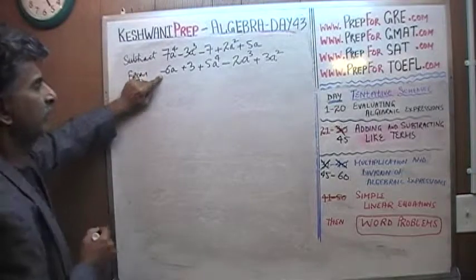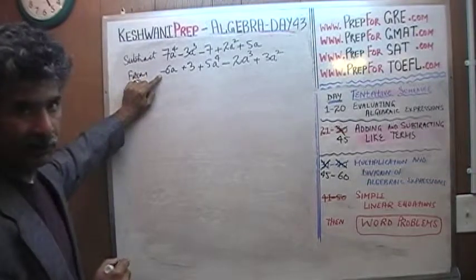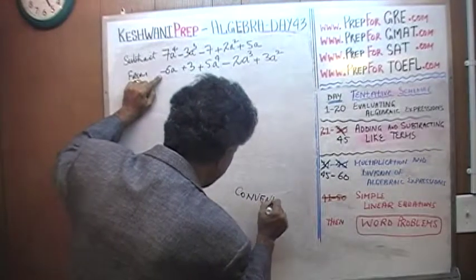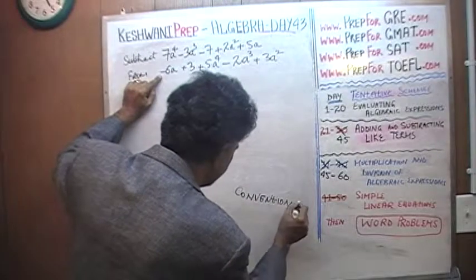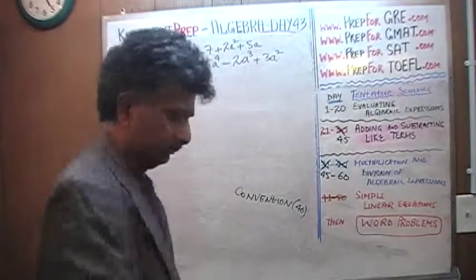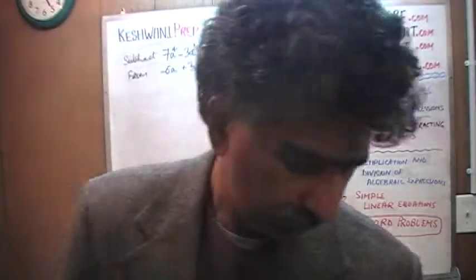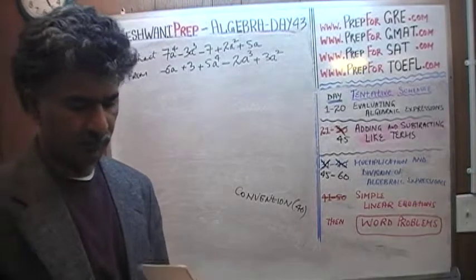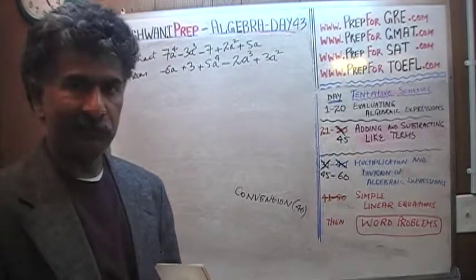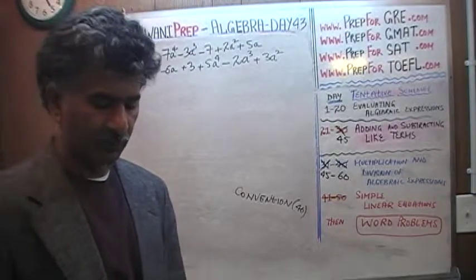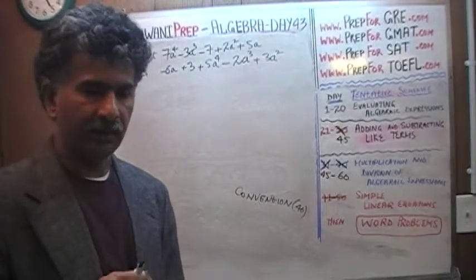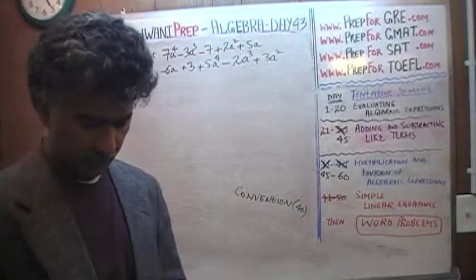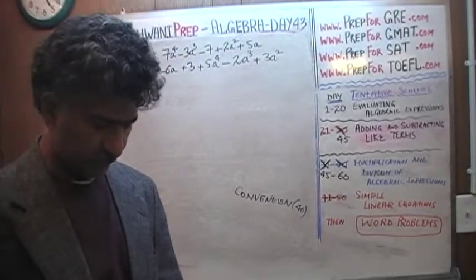Another thing you have to keep in mind is that convention dictates. Convention means tradition, custom. Conventional means traditional. The word convention also has the meaning of gathering or a meeting. That's the first meaning of the word convention. But the word convention also means tradition.